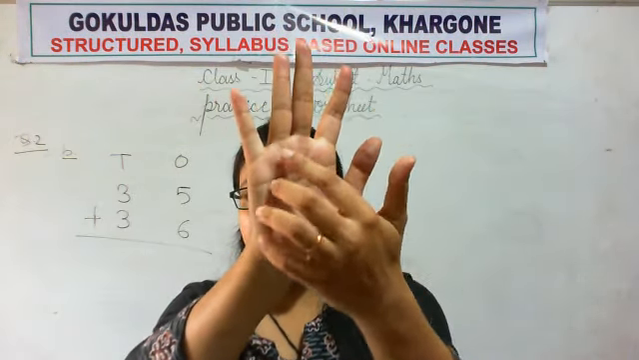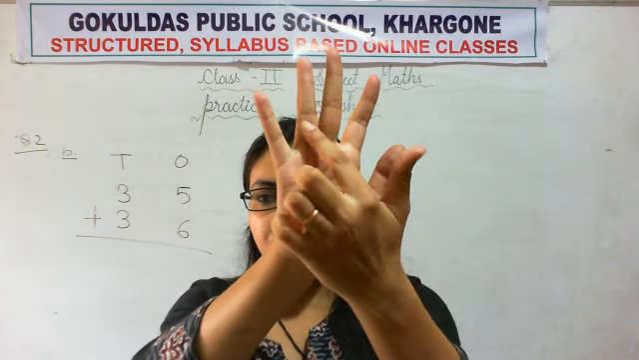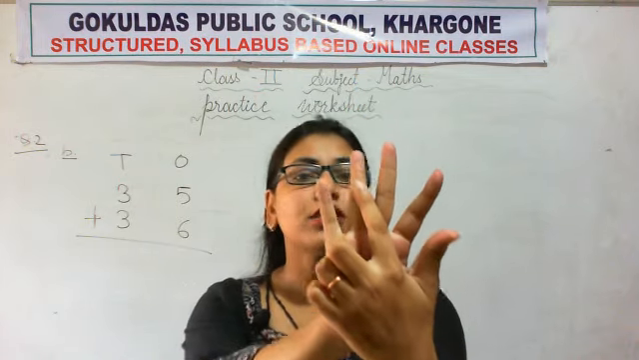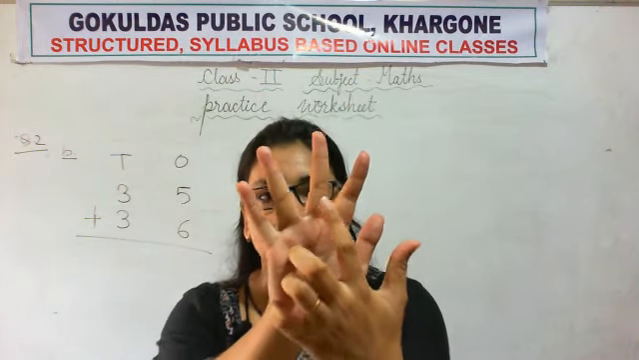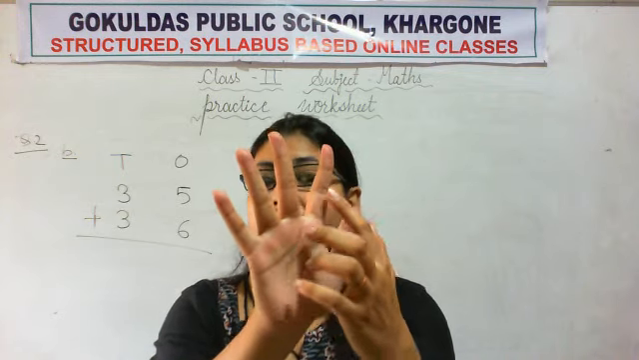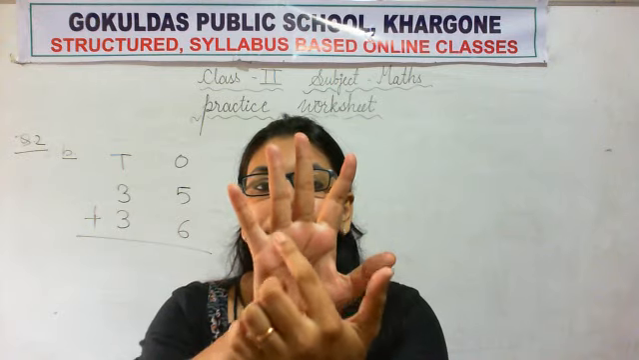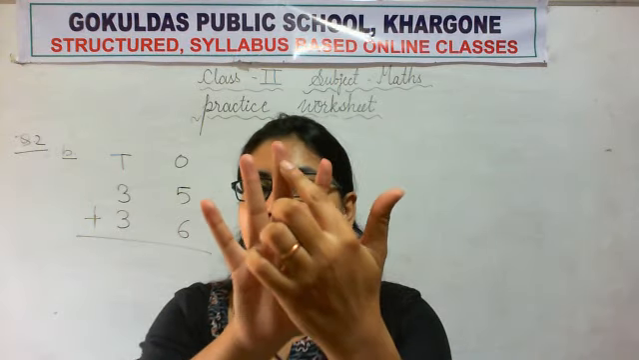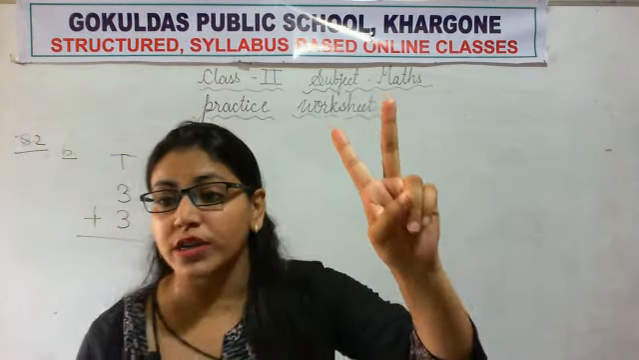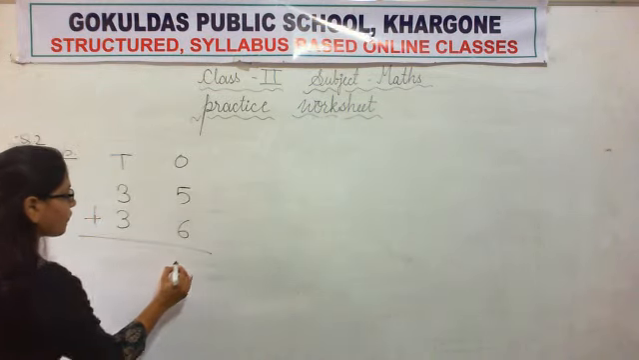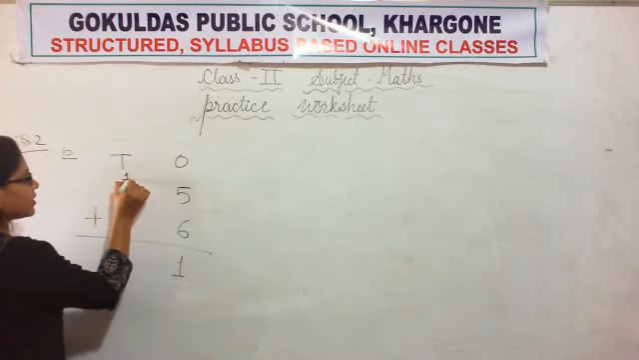We will count 5 finger marks. 1, 2, 3, 4, 5. Then we'll count 6 finger marks. 1, 2, 3, 4, 5 and 6. Now let's count how many? 1, 2, 3, 4, 5, 6, 7, 8, 9, 10 and 11. Again we got a 2-digit answer. So we will regroup those 2 digits.